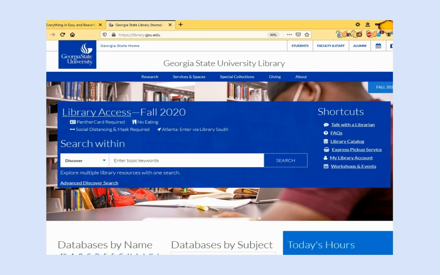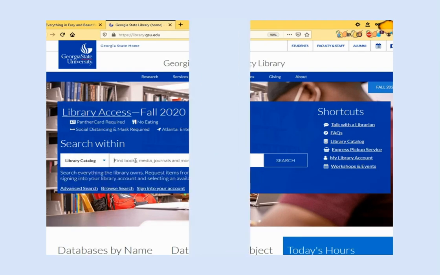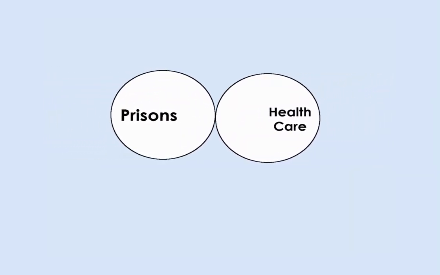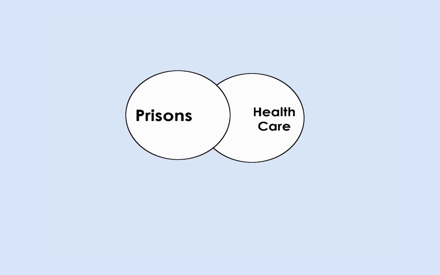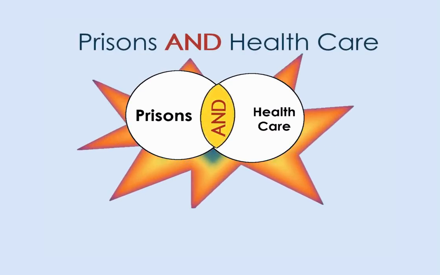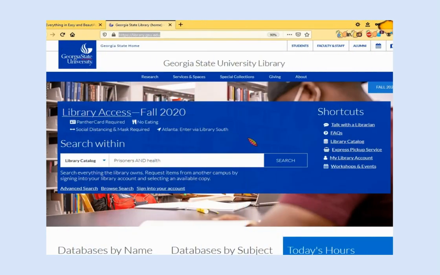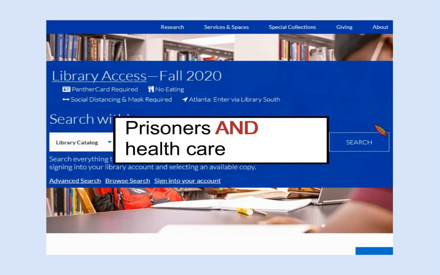To search for books, you use the library catalog. That means you ignore the big box. You open the scroll bar on the left and choose Library Catalog instead. Wait! Many search topics contain two concepts or two ideas, and an "and" puts them together and gives you the overlap between them. Once again, you type in your topic and you click Search.